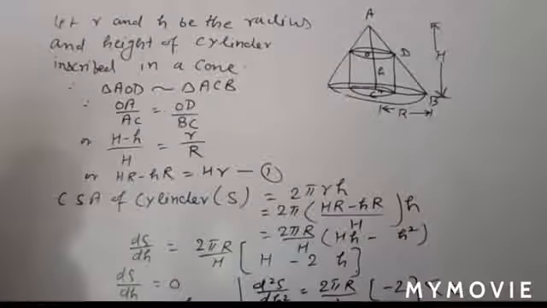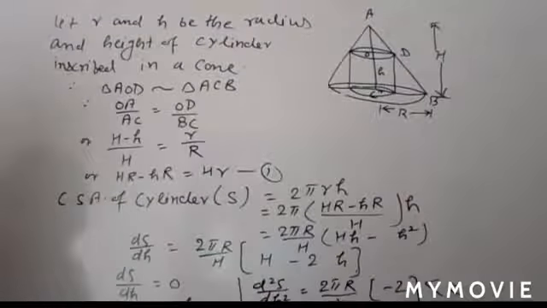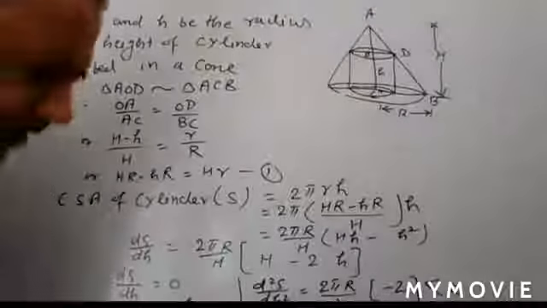Okay, so I repeat it. Show that the volume of the greatest cylinder which can be inscribed in a cone of height small h and semi-vertical angle alpha is 4/27 pi h cube tan square alpha. Also show that the height of the cylinder is h/3.